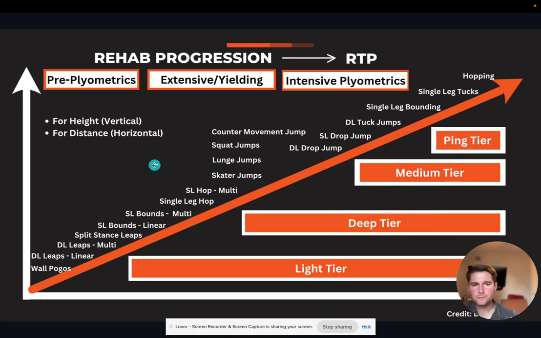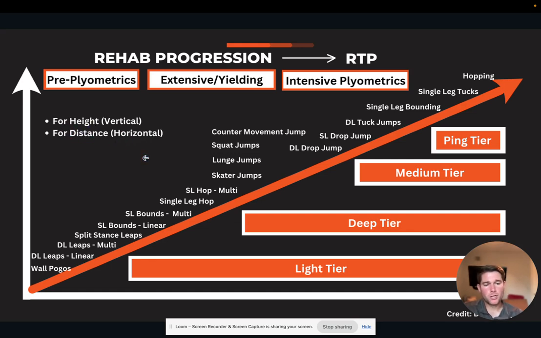Now, one thing I also want to touch upon is, we have leaps and bounds and hops down here. But down here, I want you to know that this is referring to more of our lighter tier, whereas we have bounding and hopping up here, but this is going to be more towards our ping tier. Something to also note is another way we can increase intensity or focus is if we're going for distance or if we're going for height.